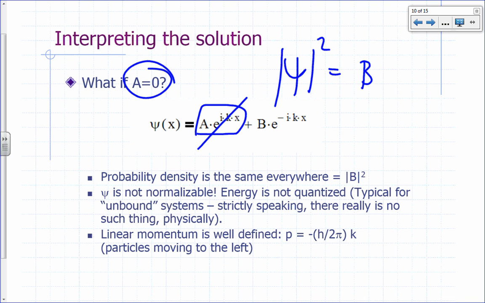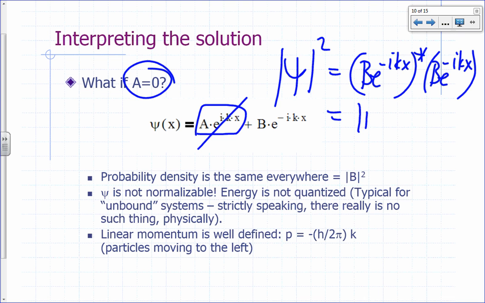It's going to be b e to the negative ikx star times b e to the negative ikx, right? Psi star psi. What is b star times b? Absolute value of b squared. And what is e to the negative ikx times e to the ikx? That's just e to the 0, right? So psi squared is just going to be absolute value of b squared. What does that mean? Equally probable, finding it everywhere. It has no preference. You'll have absolutely no idea where the particle is going to be.